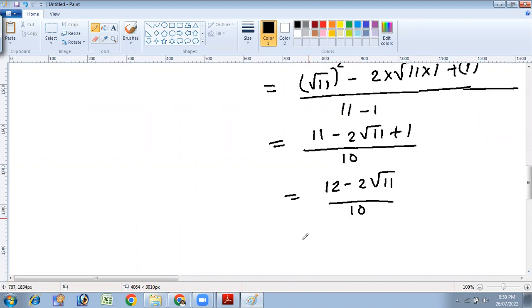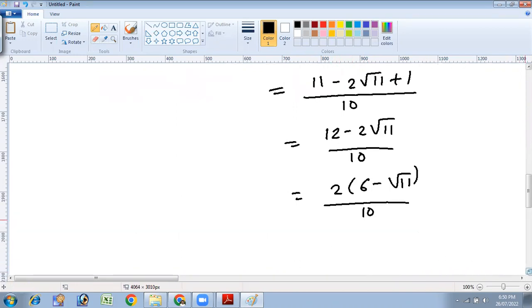Take 2 common from this. So what remains? 6 minus √11. We are taking 2 common, and downside 10. 2 ones are 2, 2 fives are 10. So it is (6 minus root 11) upon 5. This is your answer.